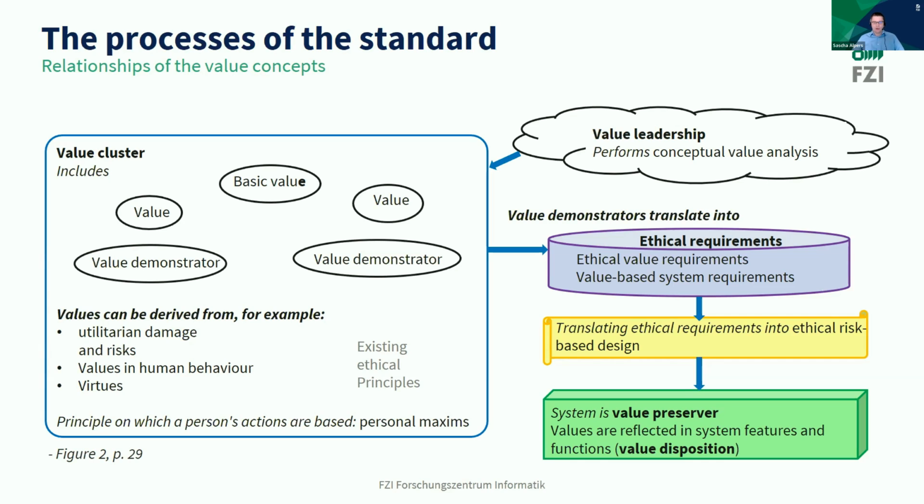And then you could search for value demonstrators, so you could discuss how the values could fit into your project. So it's led by values, and if you have the values, you could demonstrate them in your project by ethical requirements and translate these ethical requirements into risk-based design. And after that, you have a system that is value preserving for your selected values. So that's the idea of the IEEE 7000.